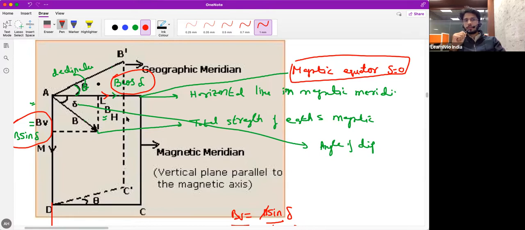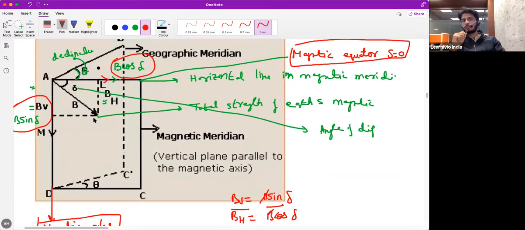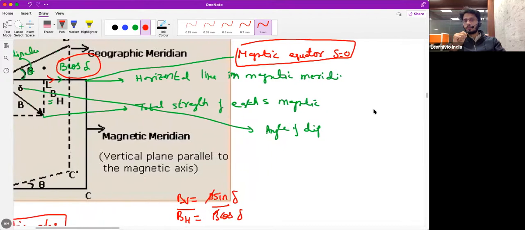So I'm taking two lines. This is the magnetic meridian, a horizontal line and a vertical line. And this is the total strength of Earth's magnetic field. Basically, this is the direction in which your compass needle will point. So the total strength of Earth's magnetic field makes some angle with the horizontal line in the magnetic meridian, and we call this magnetic inclination or angle of dip. This is what we call the second component.